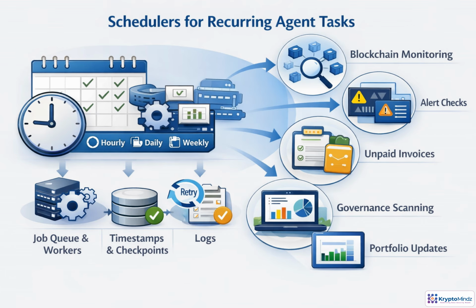Recurring agent work belongs in a scheduler, not in the model's judgment about when to act. The scheduler runs on a fixed cadence, such as every 5 minutes, hourly, or daily, and enqueues a job for a worker. The worker performs the check, stores results, and records timestamps or checkpoints. This makes retries safe and helps prevent missed or duplicated scans. Use this pattern for chain monitoring, unpaid invoices, governance digests, alerts, and portfolio updates.